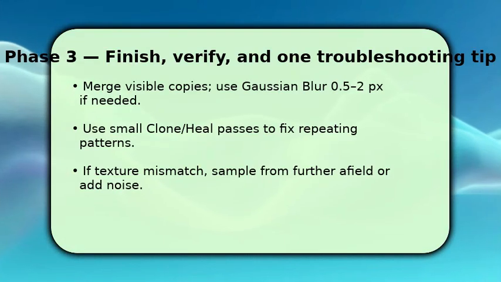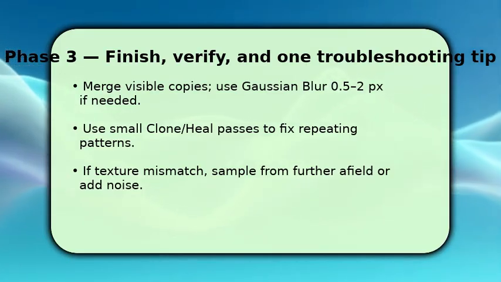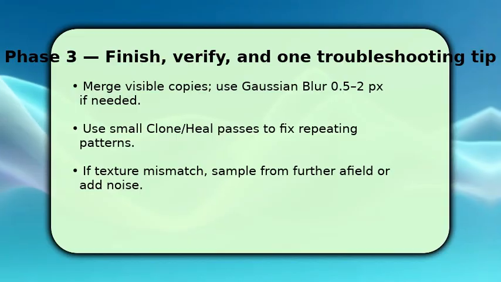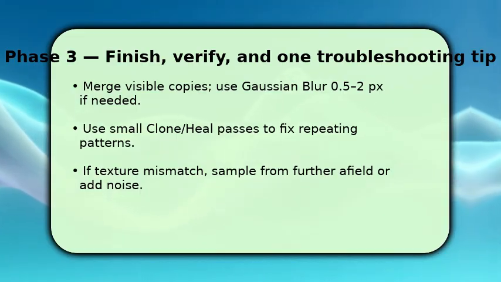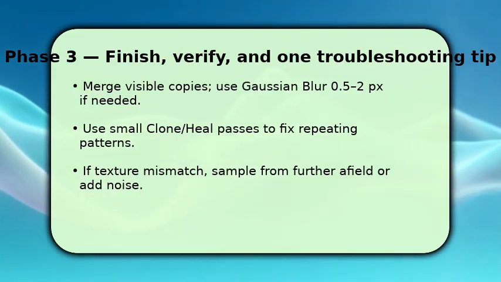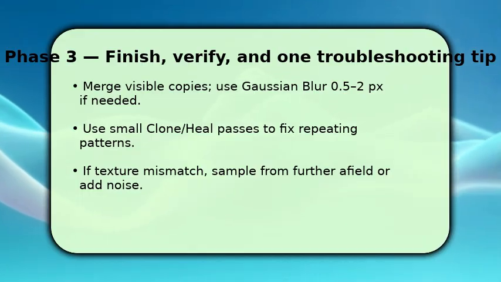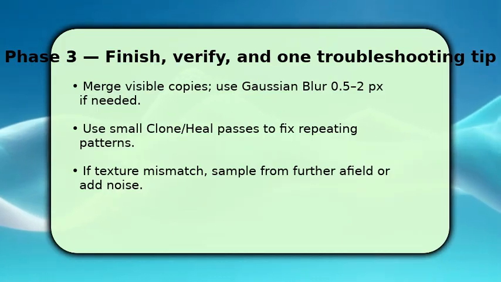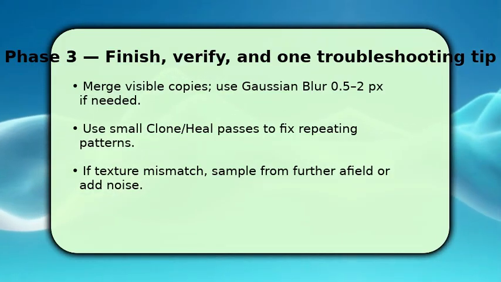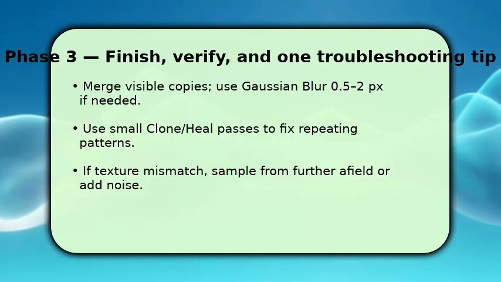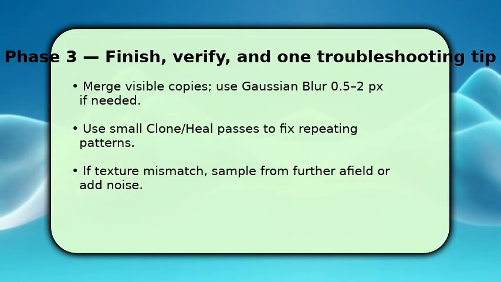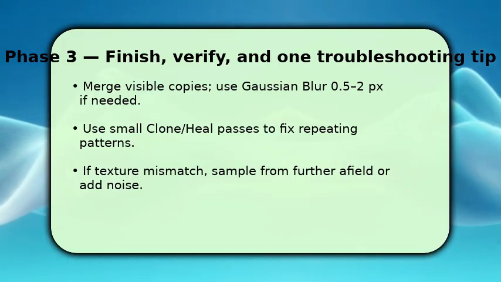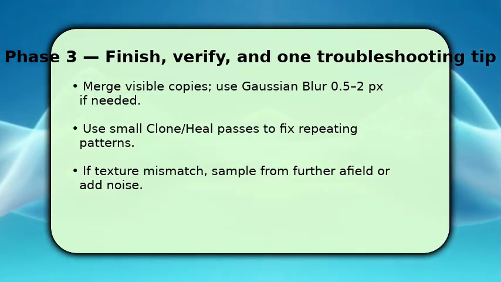To finish, hide the original layer and inspect your cloned layer. Make subtle adjustments with the smudge tool at very low strength if needed, then merge visible layers. If sharpness or edges look wrong, apply a tiny Gaussian blur, about 0.5 to 2 px, and reapply a touch of sharpening selectively. If you see repeating patterns, sample from different areas and break repetition with small texture patches. If things go wrong, undo to the duplicate background, and try smaller cloning steps with more varied samples.